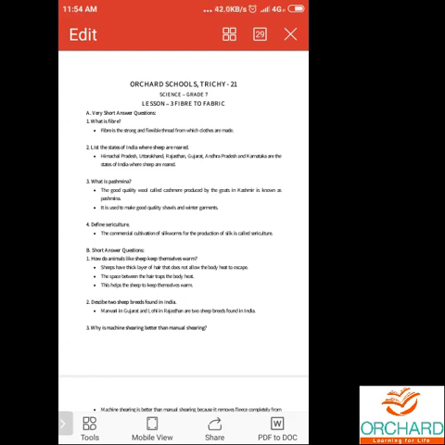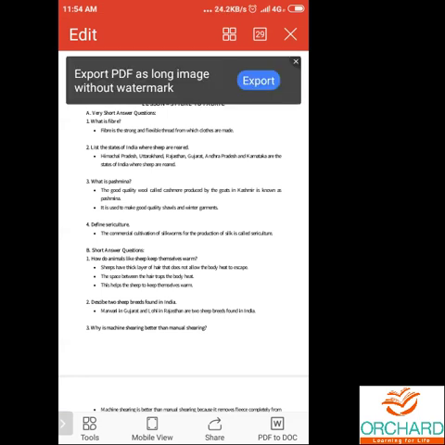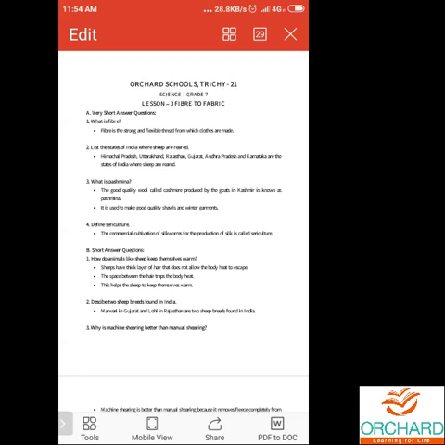Very short answer: what is fiber? Fiber is a strong and flexible thread from which clothes are made. List the states of India where sheep are reared. Himachal Pradesh, Uttarakhand, Rajasthan, Gujarat, Andhra Pradesh and Karnataka are the states of India where sheep are reared.